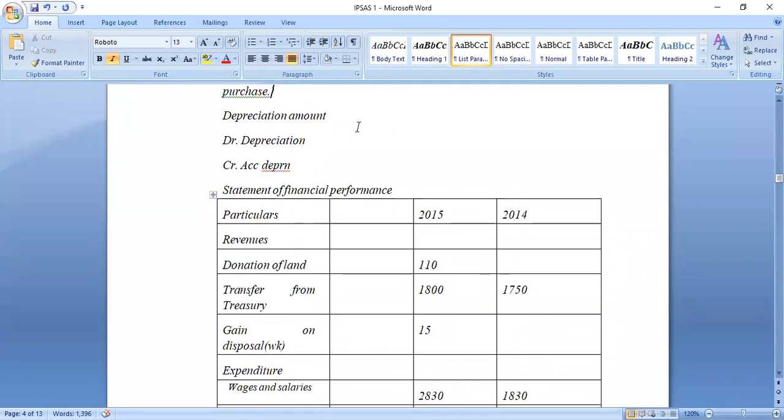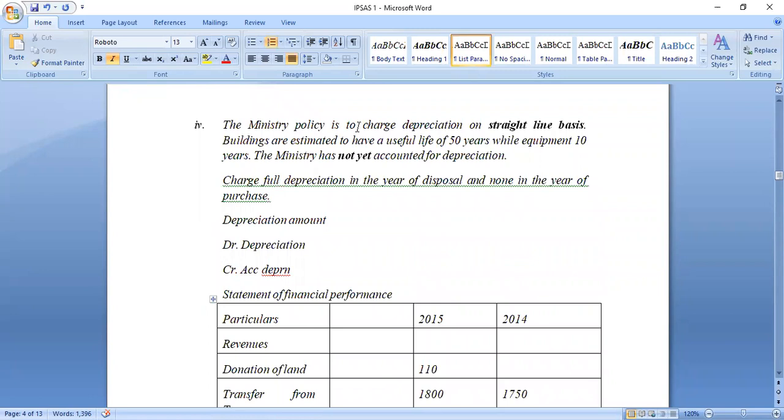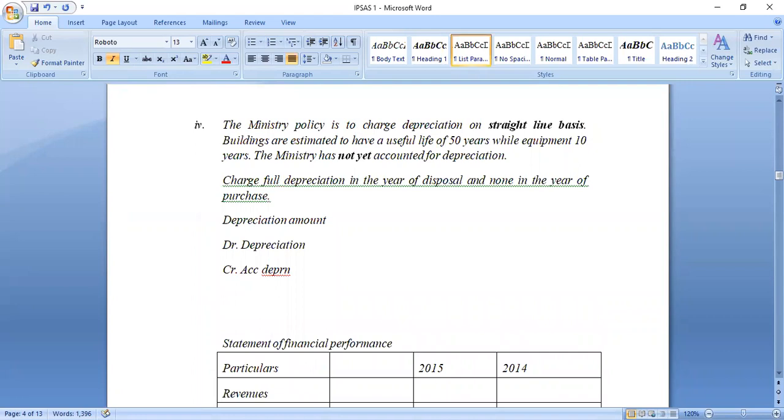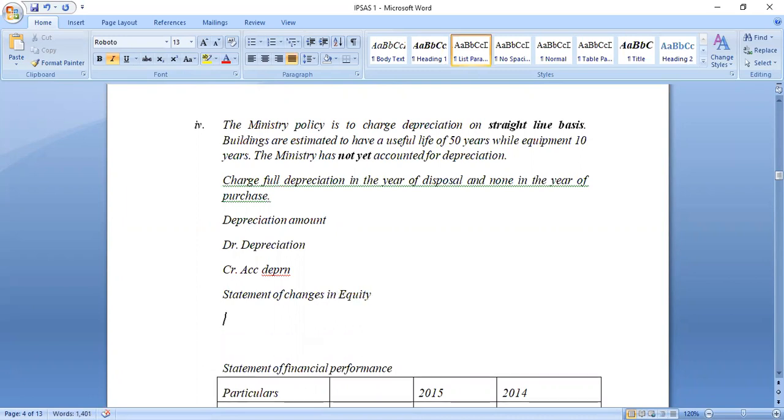Okay, someone asked about the statement of changes in equity. Statement of changes in equity. It's not very different from what you do on the statement of financial position, specifically under the equity section, where you have the capital, accumulated surplus, and the revaluation reserve, like it was in this case. What happens is you're supposed to have a statement that shows changes.